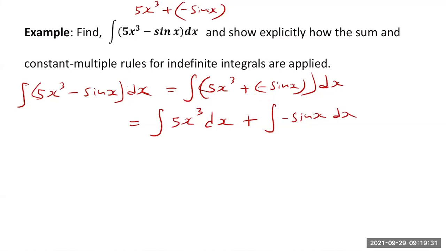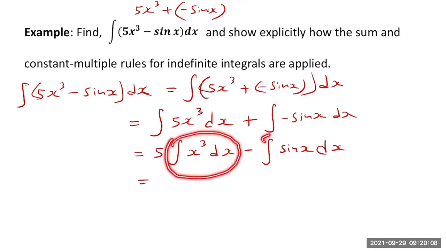Now I'm going to simplify this a little bit further. I can pull this out by the constant multiple rule. This is a constant times a function. You can pull this constant out. You get 5 times the indefinite integral of x cubed plus, here I'm pulling this constant out, this is minus 1. If I pull this minus 1 out, this becomes minus. You get minus the indefinite integral of sine x dx. Now all I have to do is find the indefinite integral of x cubed and the indefinite integral of sine x. Of course, we do have formulas for that.